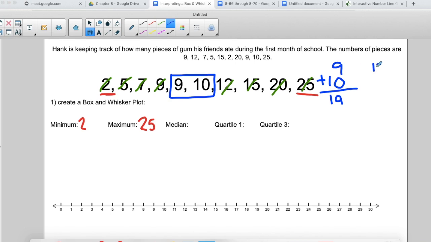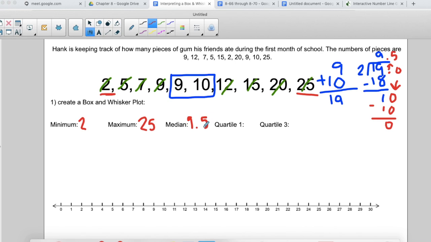So if I take 19 and I divide by 2, okay, 2 can't go into 1, but 2 can go into 19 9 times, and 2 times 9 is 18. I'm left with a remainder of 1. Now, we don't like remainders, so remember, we put a decimal, nail it to the roof, put a 0, bring our 0 down. Now we have 10. Can 2 go into 10? Yep, 5 times. And we get a remainder of 0. So we know that our median is going to be 9.5.